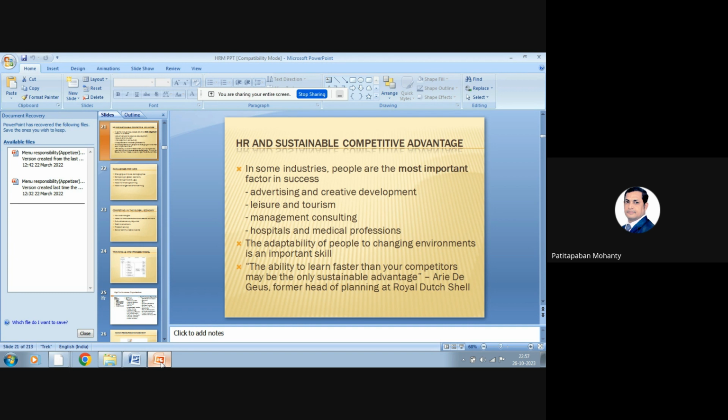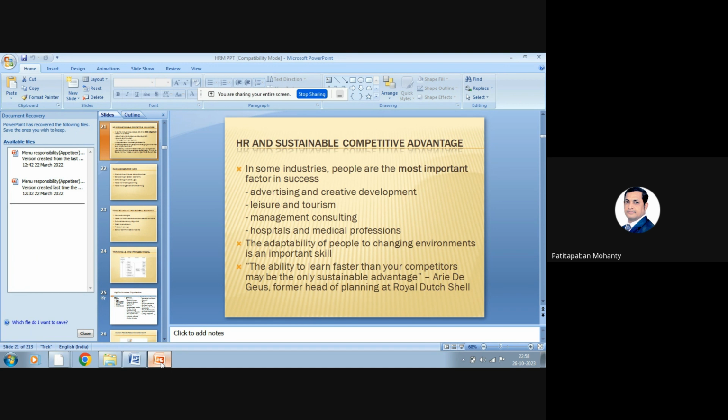Okay, then management consulting. Yes, people have the capabilities of consulting, and that consulting is related to management. That's why it is called management consulting. When your organization's people have the quality of management consulting, then your competitive advantage will be more sustainable. Because at that time, you cannot hire or outsource a third party from the market. Your own people will help in consulting, or they will consult for other products and processes to other organizations also. That is called management consulting. Then hospitals and medical professions. Yes, even in hospitals and medical professions, where there is an HR department, they will be more helpful in creating a sustainable future.